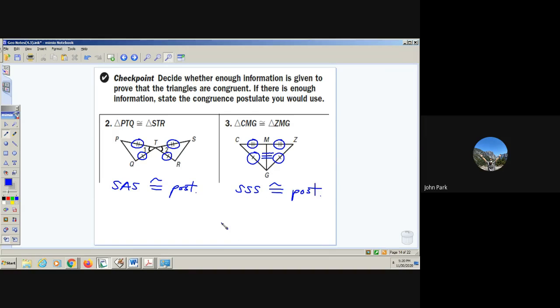So today we talked about how you can show or prove or demonstrate how two triangles are congruent. The first method is side, side, side, and the second method is side, angle, side. And then next time we'll look at a couple more ways you can prove or show how two triangles are congruent.